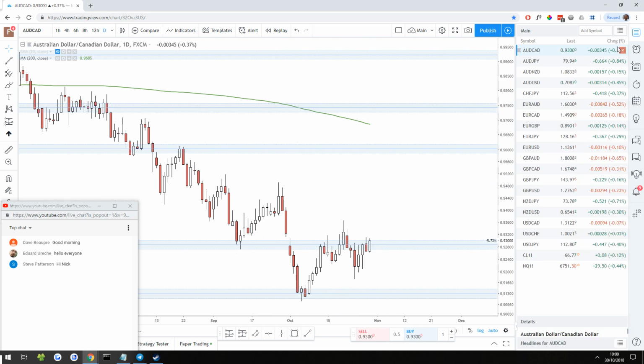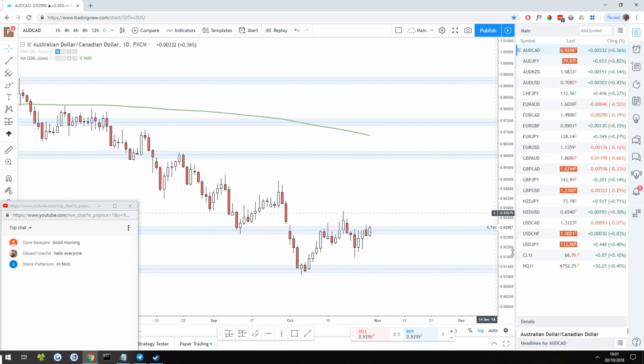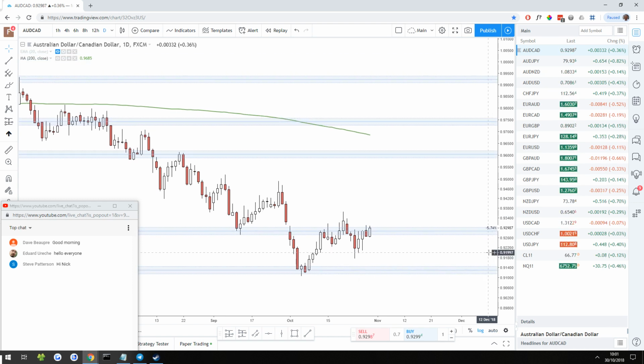You're looking at an AUD CAD daily chart. In today's analysis, we're going to be looking for price action setups across all these pairs here. When I say price action setups, what I mean is reversals, continuations, all kinds of setups. Anything that looks good, I am willing to consider trading. So let's see if we can find anything.